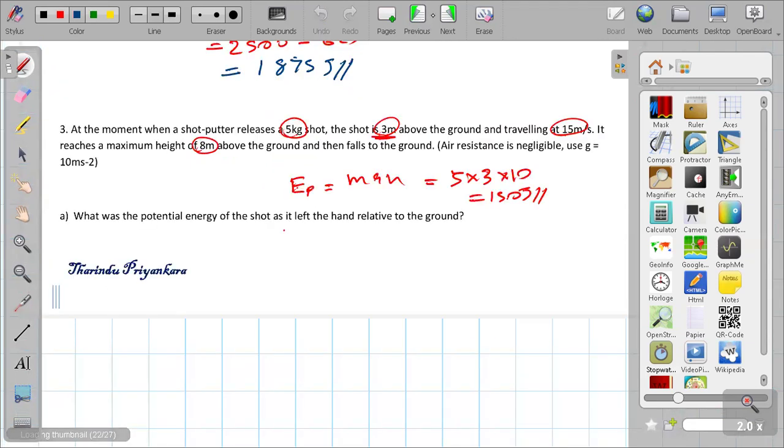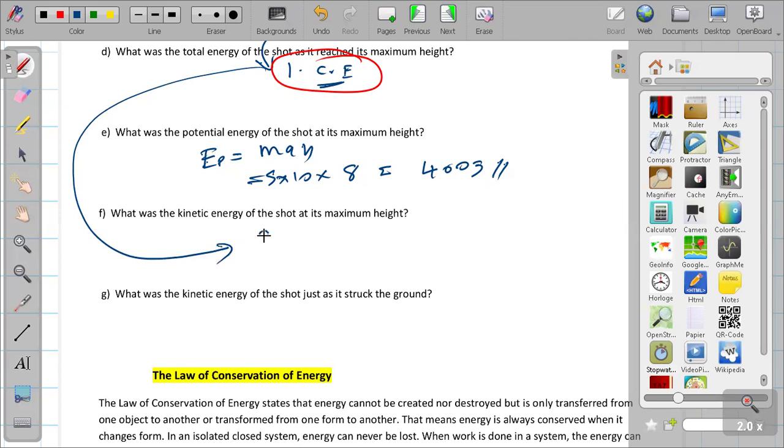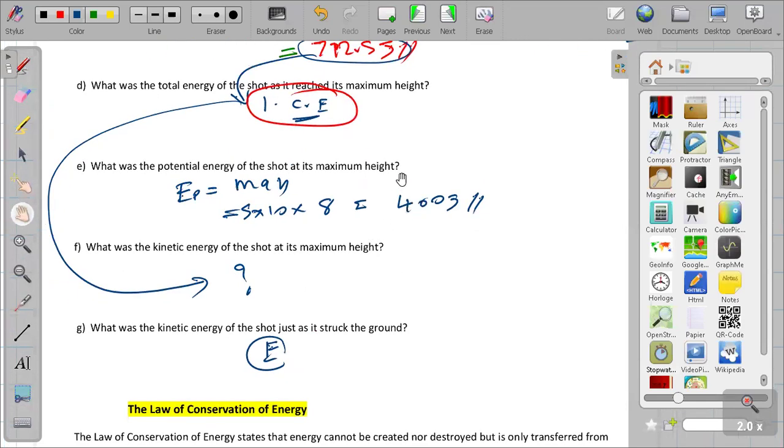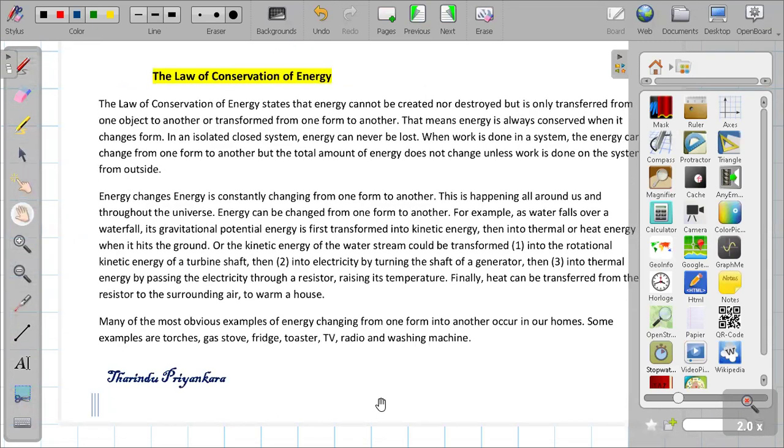What is the height? 8 meter. 400 joule. What is the kinetic energy at maximum height? To find this also we need the law of conservation of energy. We have to leave it. Okay. What is the kinetic energy of the shot just before it strikes the ground? Also we need the same thing. So it is better for us to do these things in the next class after the law of conservation of energy.